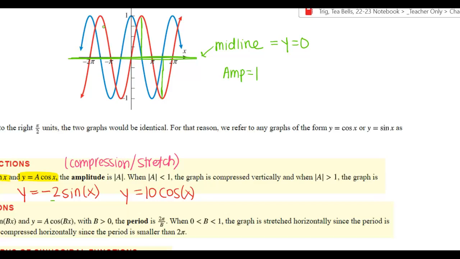If we had an amplitude in this one of -2, that means it would stretch our graph to where our distance from the midline would be 2. Same thing for y equals 10 cosine of x. That distance between your midline in the middle and the top or the bottom of your graph is 10.